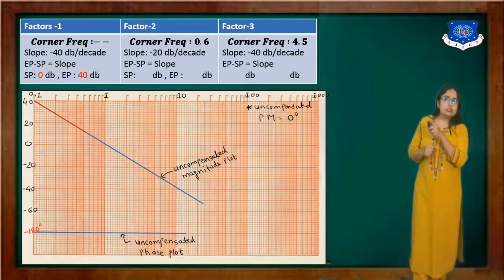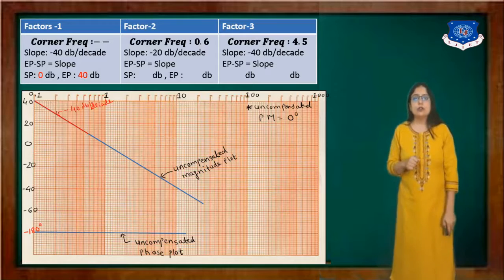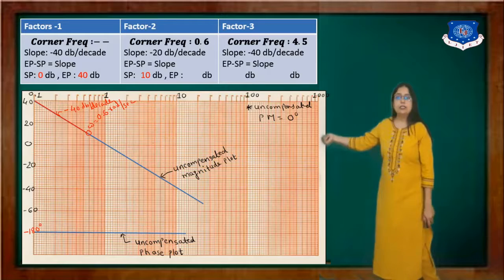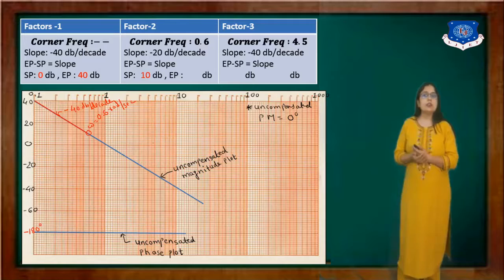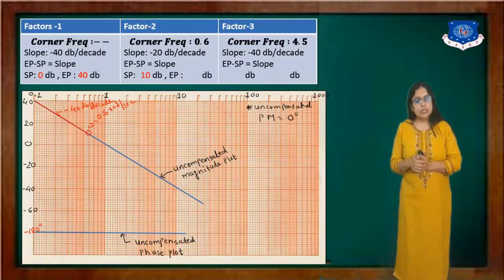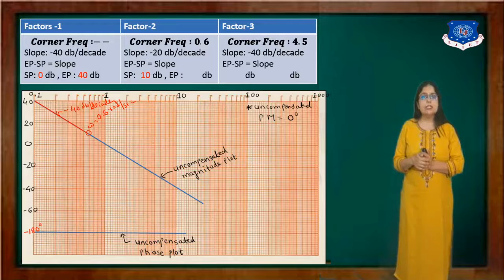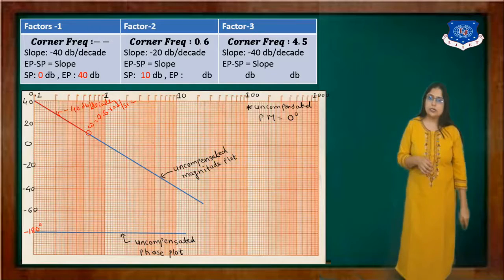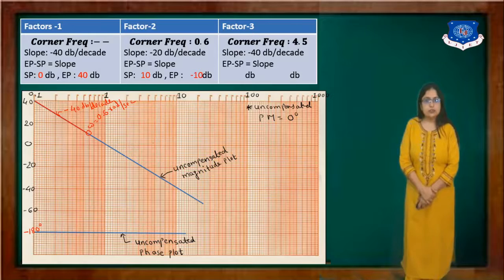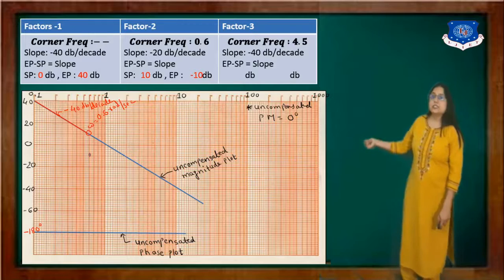Now again, you just take the magnitude point. Starting point is what? 10 dB. You just extend this line on the dB. Use same equation. EP, I don't know. SP is equal to 10. So EP minus 10 equals minus 20. So my EP will be what? It's minus 10. So I have to mark this minus 10 point.